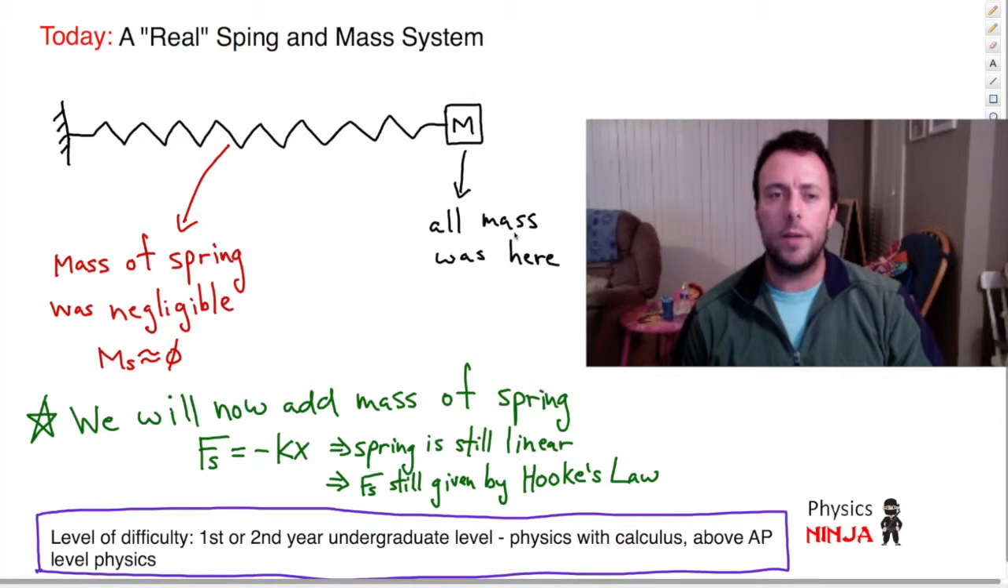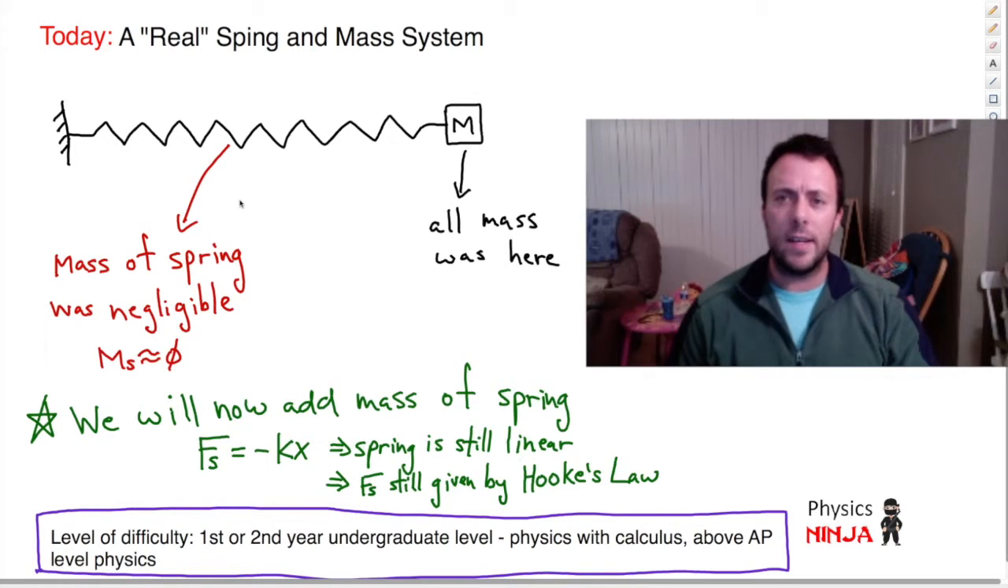Look at a real spring and mass system. So what do I mean by a real spring and mass system? Well, we previously considered a simple spring and then we attached a mass at the end. And in our approximation, we put all the mass just at the end of the spring, but the spring itself had negligible mass. So today we're going to extend this. We're actually going to include the mass of the spring in the calculation.